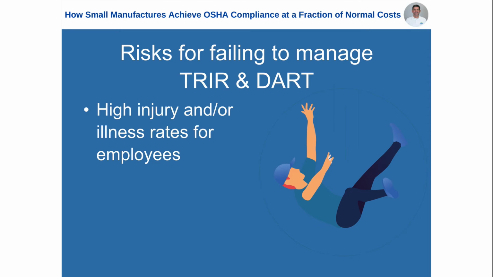And obviously, the most important and obvious thing is high injury and or illness rates for your employees. So if you and your company and your staff and your management team aren't paying close attention to your injury rates and your scores, then that's going to put your employees at completely unacceptable risk, which you can't afford to let happen to your employees. You have not only a moral obligation to prevent that from happening, but also a legal obligation to prevent that from happening. So these metrics need to be top of mind at your company at all times.